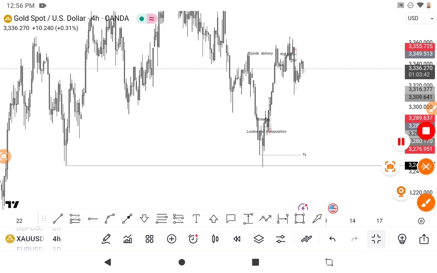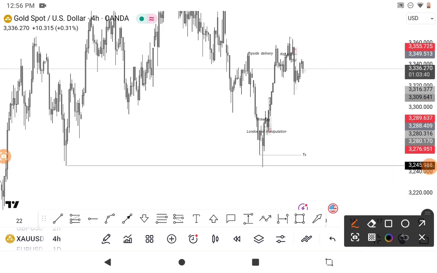Let's take a look. Notice how price took out this low. Look at the wick. You notice how price took out the low and rejected back from there. Remember, we don't have any key level here. There is no key level, so price took out the low and rejected back. You understand? So this is my key level, highs and lows.